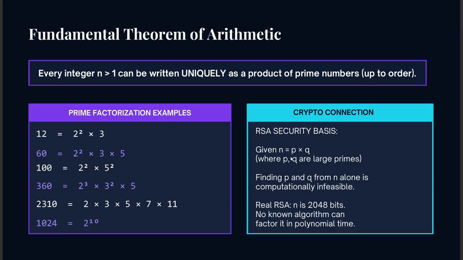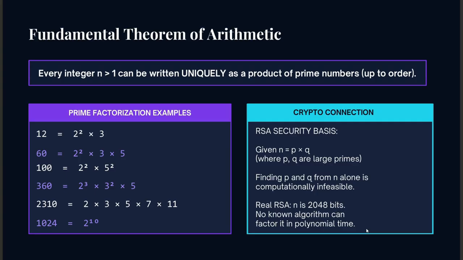In RSA, we generate n equal to p into q, where p and q are very large prime numbers. Multiplying them is easy for computers, but if someone only knows n, finding the original prime numbers becomes computationally infeasible when the values are extremely large. Modern RSA commonly uses 2048-bit numbers, and currently no efficient algorithms can factor such huge values in polynomial time. That difficulty is what gives RSA its security.